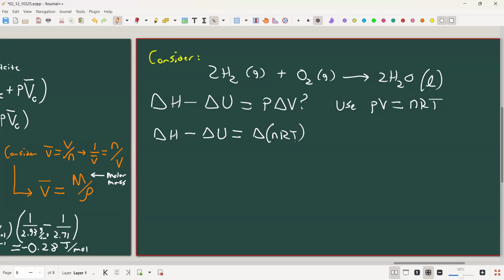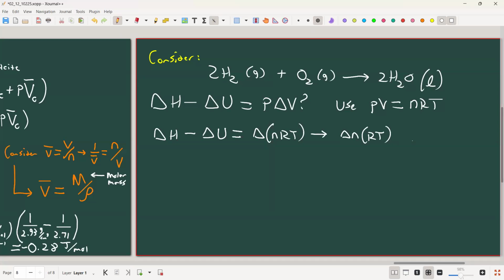Now, what is changing in this reaction on the right-hand side? Well, R is not changing. T is constant, assuming constant temperature here. So what's changing is n, right? What have we gone from? Well, we've gone from a system of 3 moles of gas to one that has 0 moles of gas. So we can write this as delta n RT, and that's the change in the amount of moles of gas.